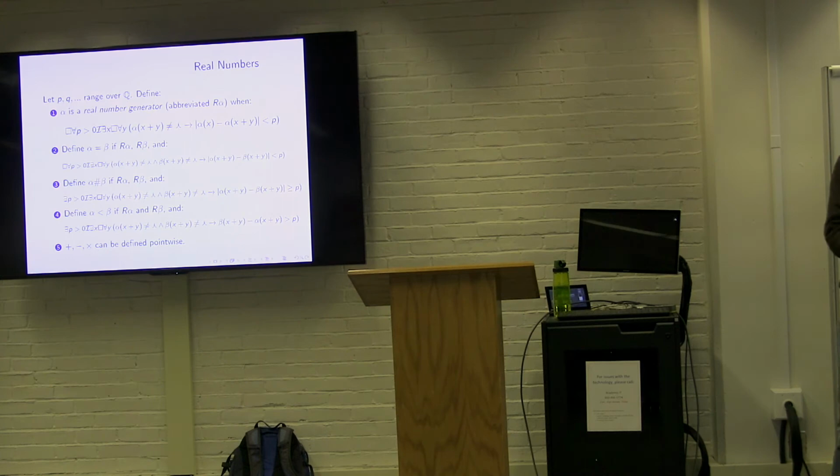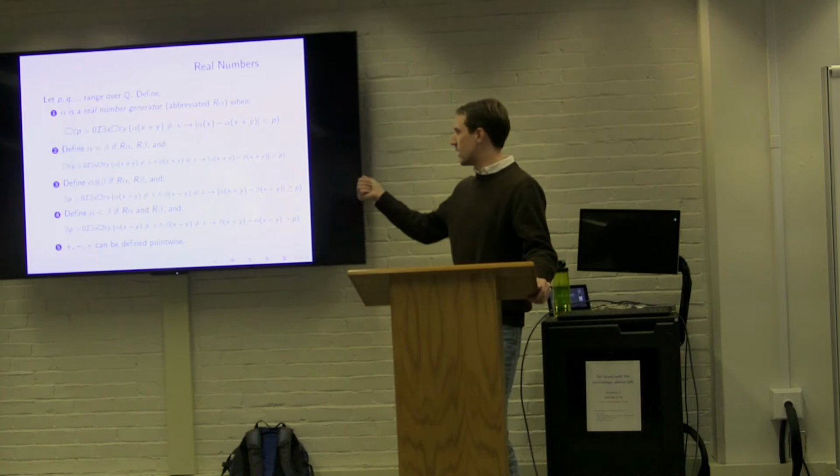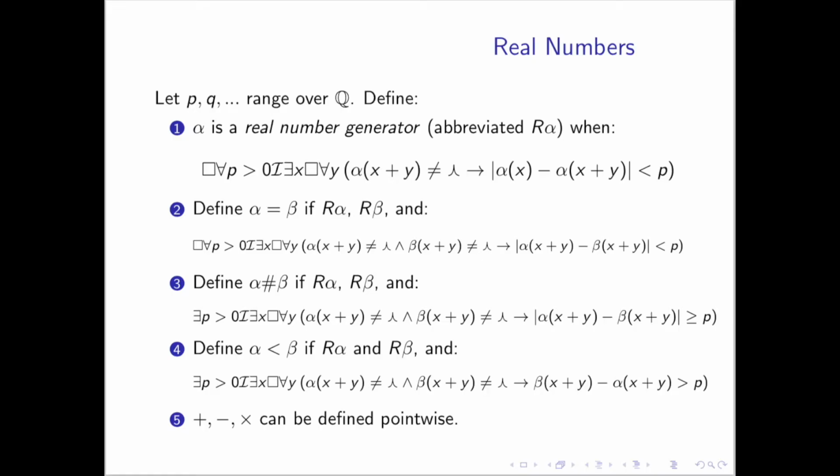Yeah. The only one that's novel here, not novel to me, but novel to the intuitionist, is this third one, this apartness relation. So the idea of apartness is if you've got two real number generators, in the abstract, they might get arbitrarily close to each other, and you may not know whether in the end they converge to the same value or not.